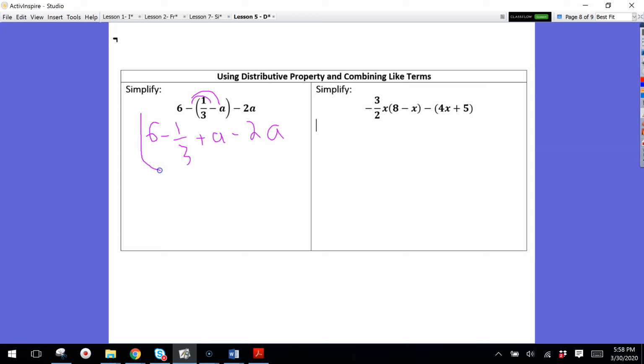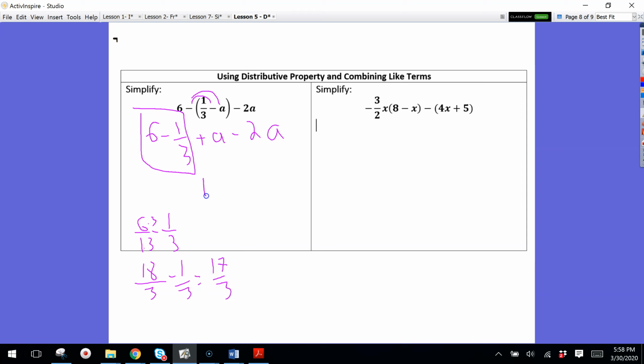First, we're going to combine our constants here, which are 6 minus 1/3. I'm going to do the fraction work on the side. So we want to make 6 over 1 and 1/3 have the same denominator. The least common denominator here would be 3. So we're going to multiply this by 3 over 3. And so you get 18 over 3 minus 1 over 3, which is 17 over 3.